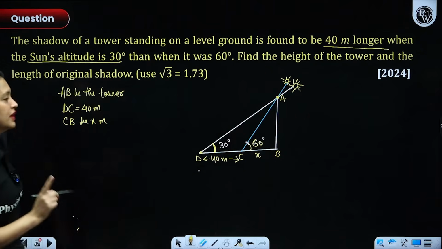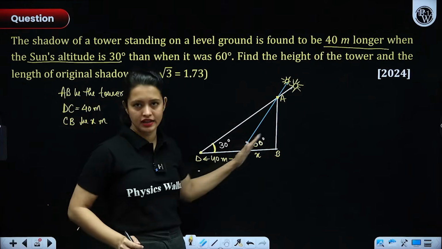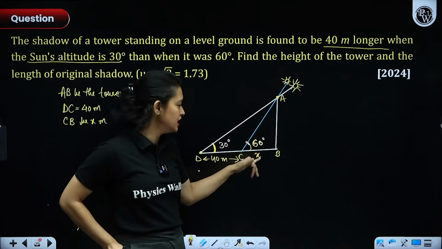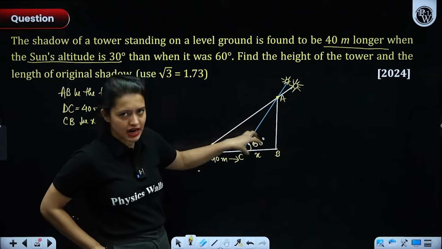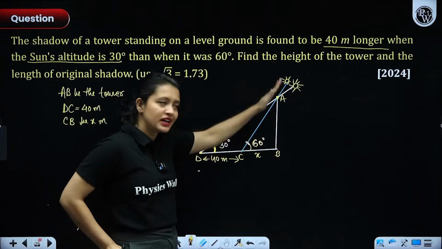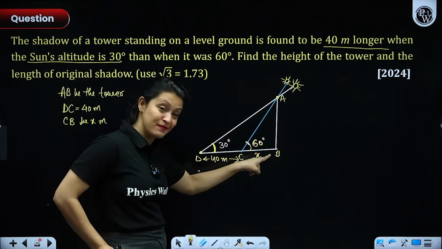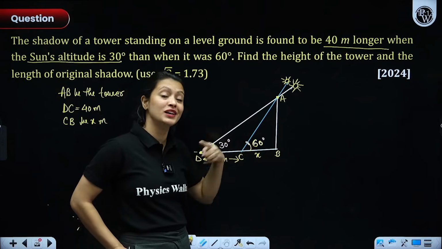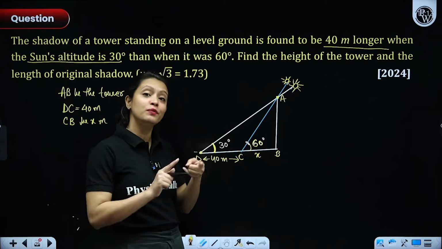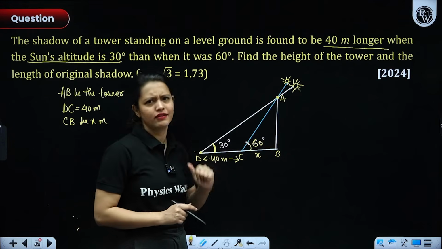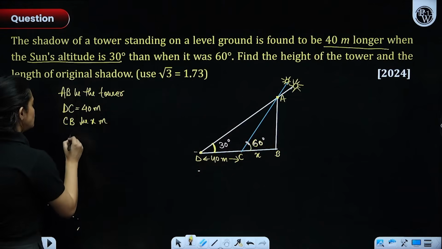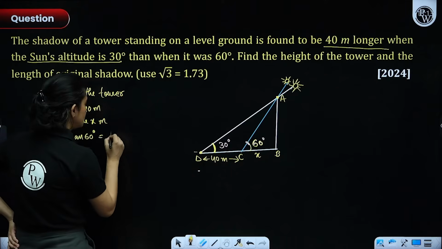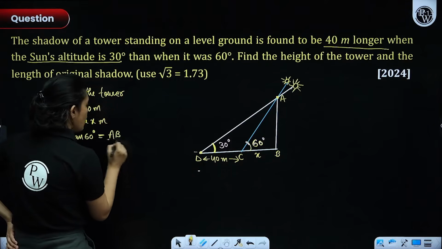Okay, let's start with the first triangle here. My aim is to figure out the value of AB in terms of X using this first triangle, and then in this bigger triangle figure out the value of AB using the 30 degree angle, which would also come in terms of X. Then I can equate both of these and get the value of X, and then the value of AB very easily. So tan 60 degrees is equal to what? It would be equal to AB over X.